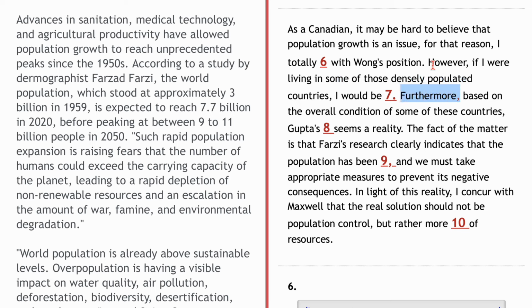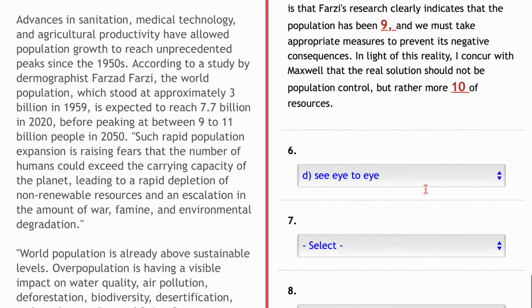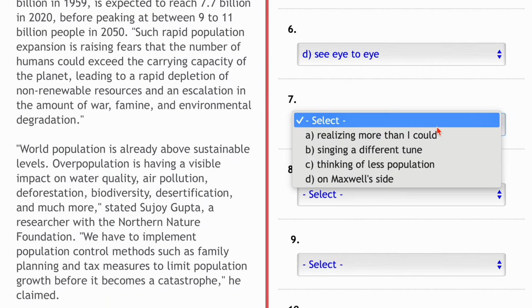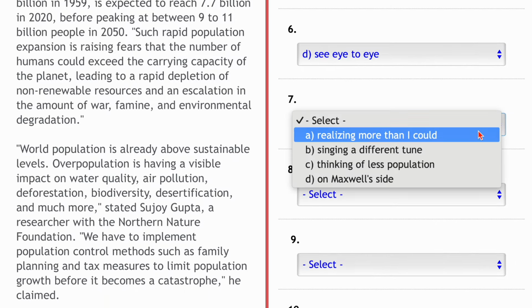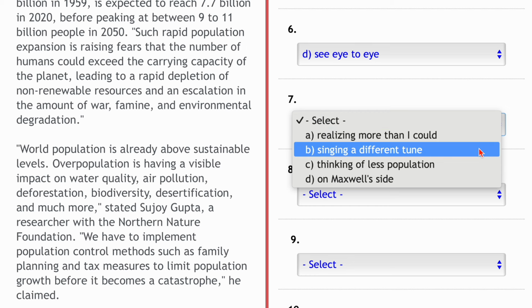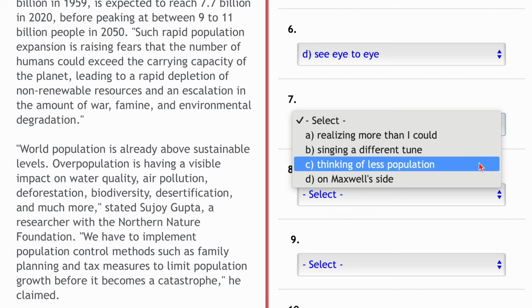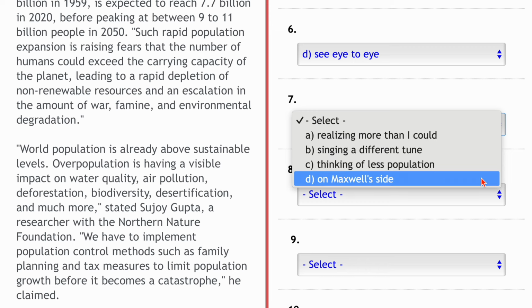Furthermore, so we're focusing in this part. If I were living in some of those densely populated countries, I would be realizing more than I could, singing a different tune, thinking of less population, on Maxwell's side.